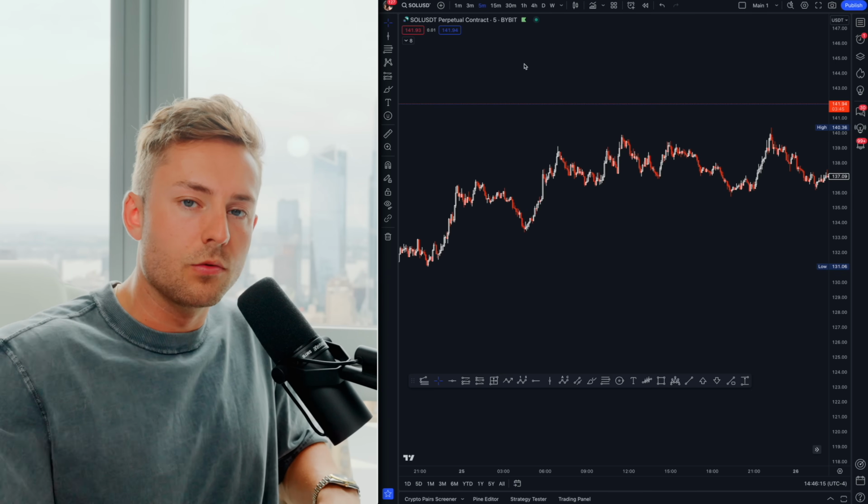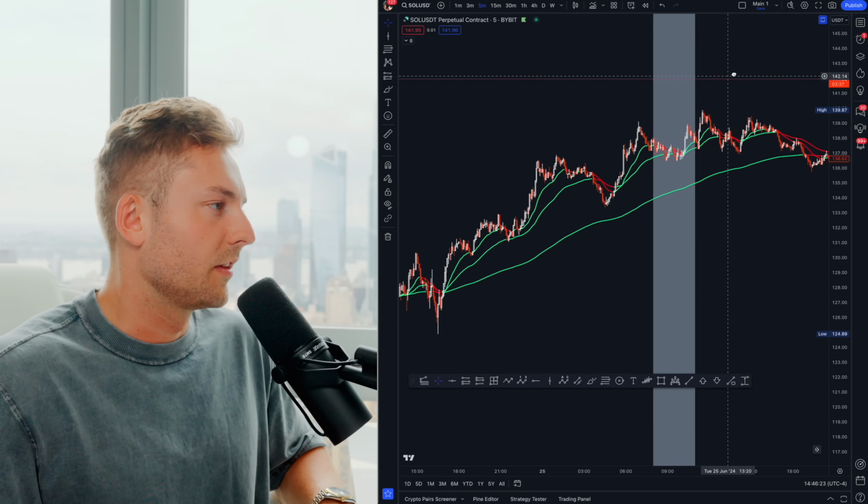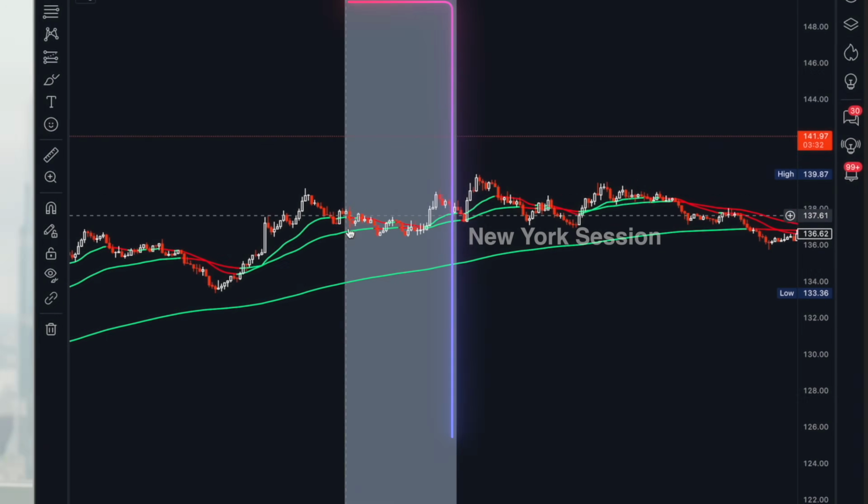So let's get into the first step of setting up our TradingView chart. When you hop into TradingView and you get the tools in the description, you're going to add something called the IT Foundation indicator. And what this is going to show us is a few things. First thing it's going to show us, once again, is that New York session open time.